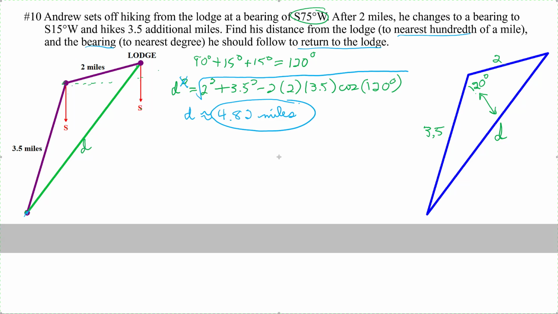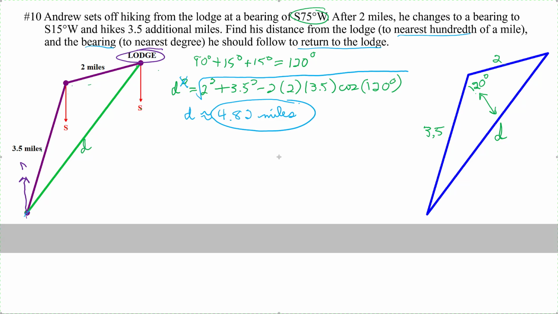Let's figure out what this bearing is that we're looking for, first of all. Boy, I am having a hard time. There it is. My little symbols aren't showing up very well in this PowerPoint. So from where Andrew ends up here, which direction does he need to go to return to the lodge? Well, he needs to go north.